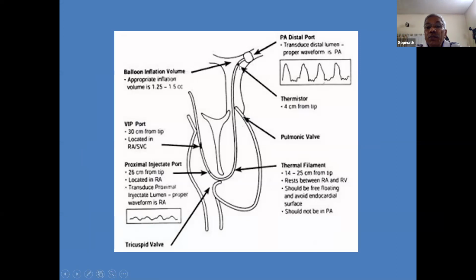Generally the thermistor for measuring it is about 4 centimeters from the tip of the catheter. If you are using only intermittent measurement in the pulmonary artery, then the injection port opens up, and the injectate, of known temperature, is injected in the right atrium. If you are using a catheter which gives you continuous cardiac output, then the thermal filament is about 14 to 25 centimeters from the tip, lying between the right atrium and the right ventricle, and should be freely floating.